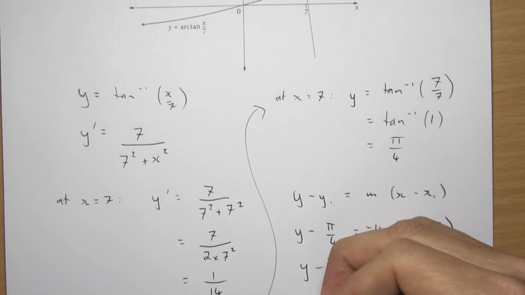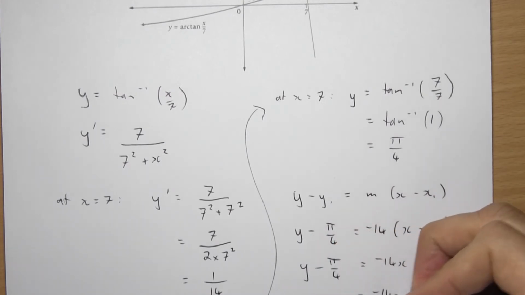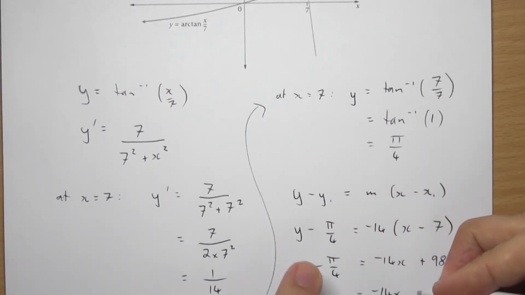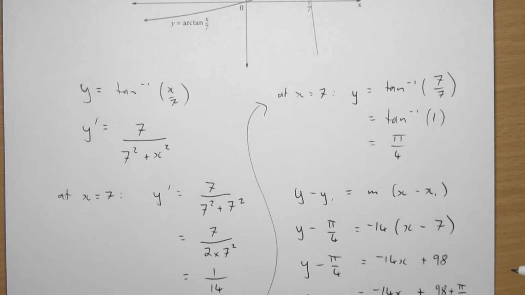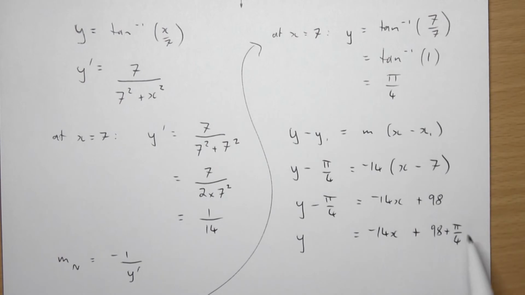So y then is negative 14x plus 98 plus pi on 4. And that's perfectly good enough as my equation of my line.